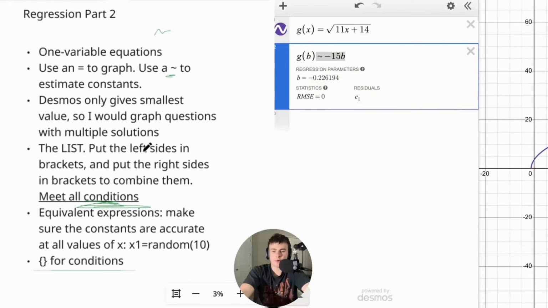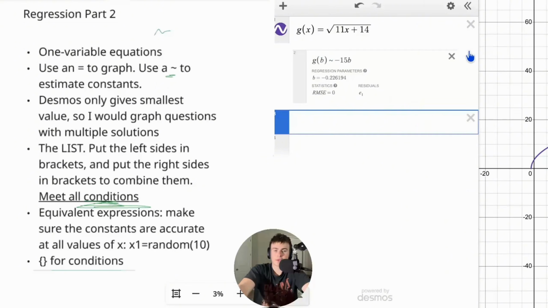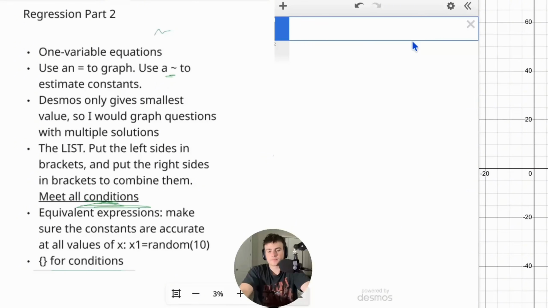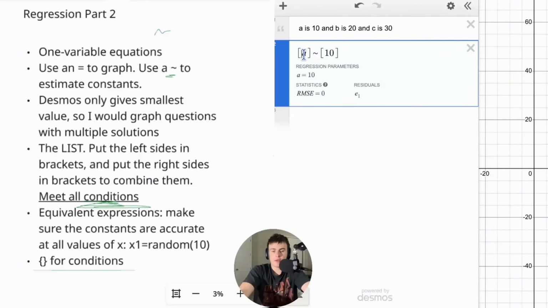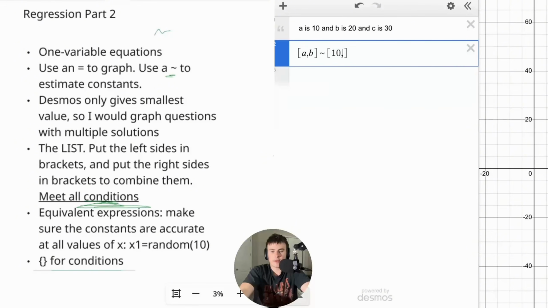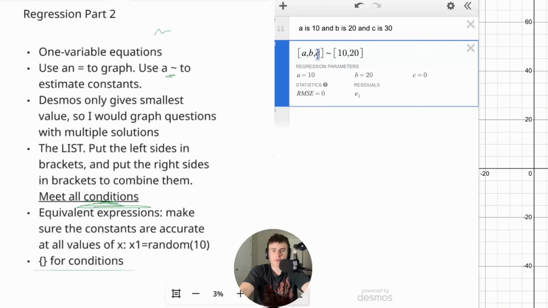Now in the list, make sure you put them in corresponding order. So if one equation corresponds to another one, like once again, let me make sure we have this. Question says A is 10 and B is 20 and C is 30. Well, you're going to do a list, and A is corresponding to 10, and then B is corresponding to 20, right? And then C is corresponding to 30. So you just do it like this. Make sure they're in order because they have to be mapping to the right variables.